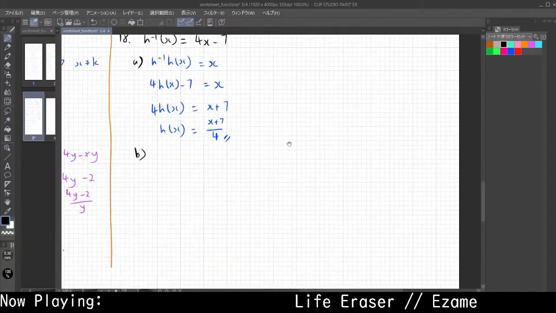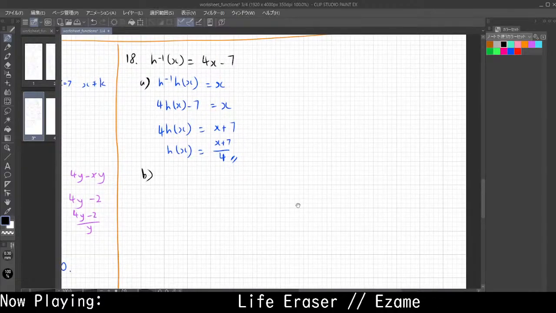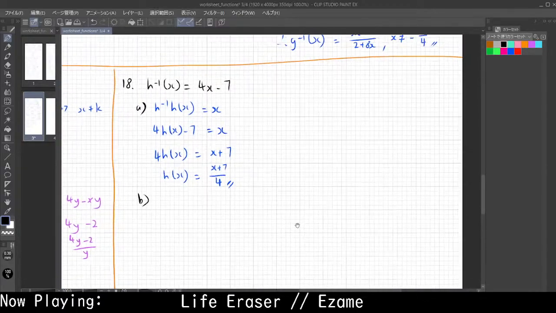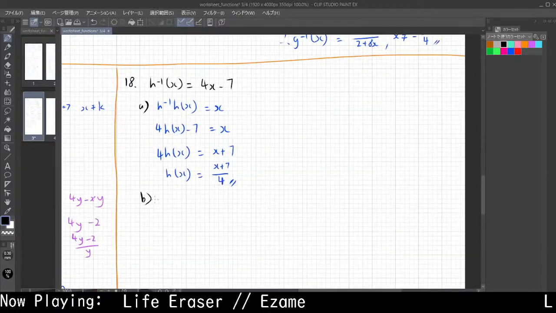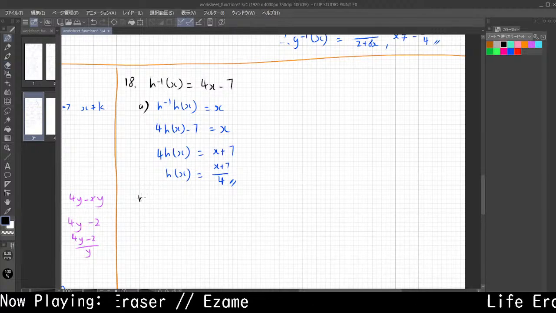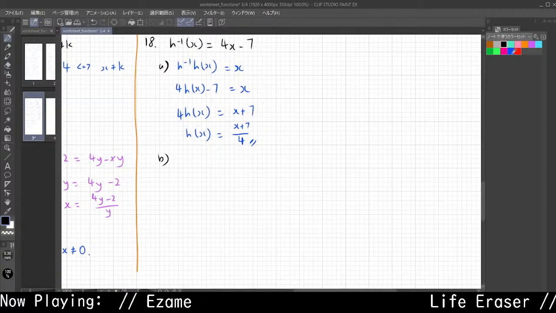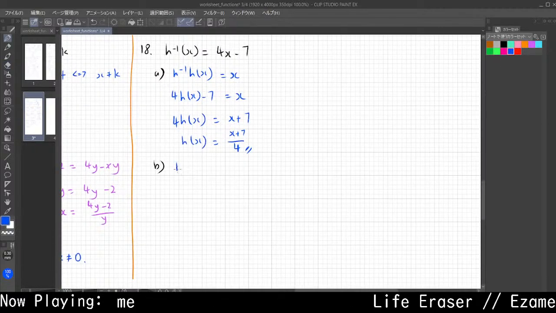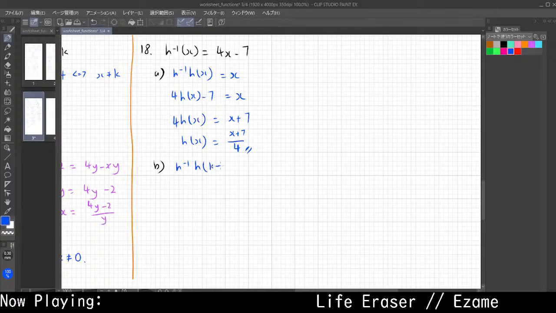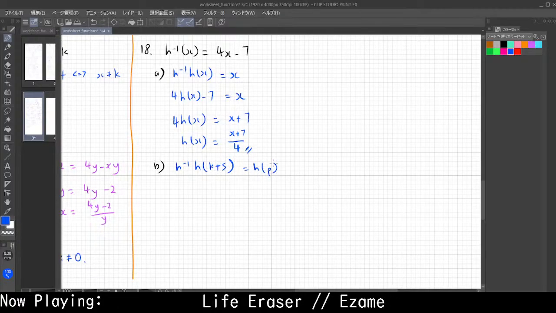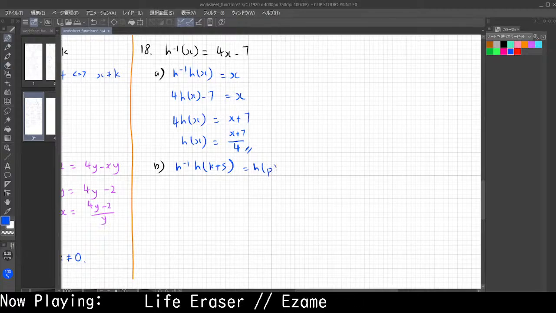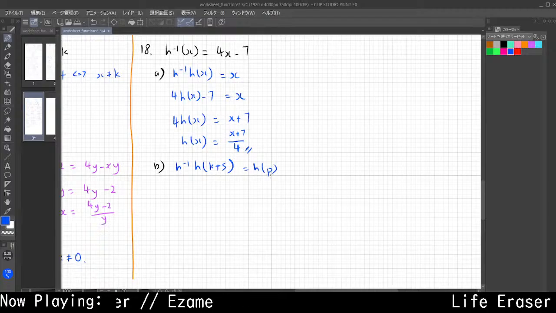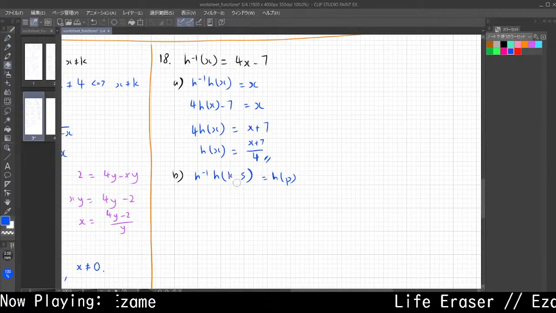Okay, B. Hence, express P in terms of K. This should be done in the GF. h inverse h bracket K plus 5 equals to h bracket P. I think I took this out from a book, because I definitely will not be able to come up with questions of this type.